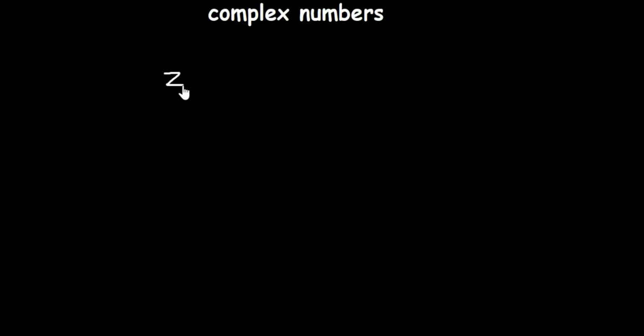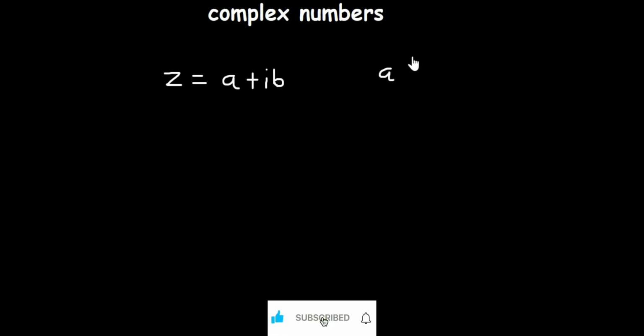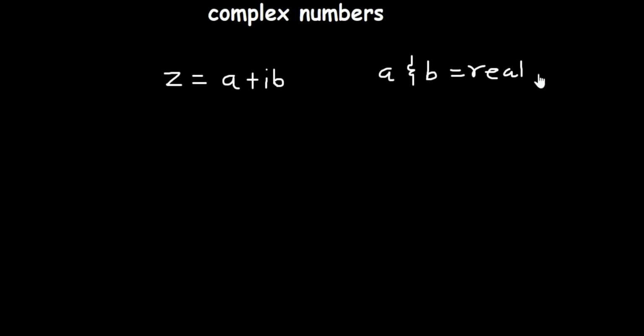So let's say I have a number z, which is equal to a plus ib, where a and b are real numbers. And then the i is known as the iota, and that's equal to the square root of -1.